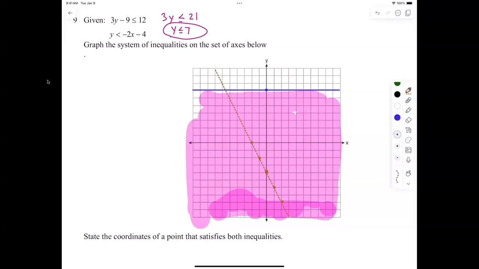And now, which direction am I shading? Where am I shading again? It's not left or right, but am I going below? Yeah, below. So now I'm going to shade below. All right, so now you need to darken in where it's the right answer.